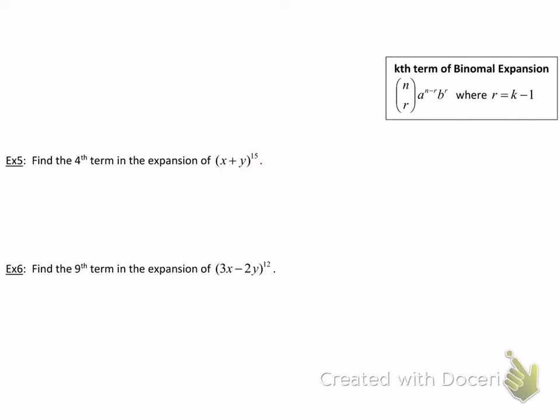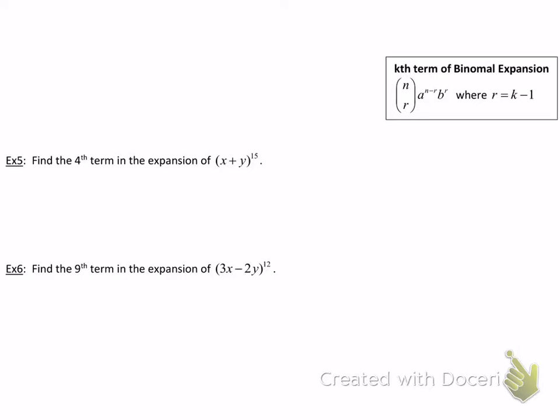All right, the last thing, the last part of this, is if I wanted just a specific term. So for example 5, it says find the 4th term in the expansion of x plus y to the 15th. Well, I'm not going to do all the way to the 15th just to find the 4th term. What if I ask you for the 10th term? That's crazy. So let's just find the term I'm asking for.